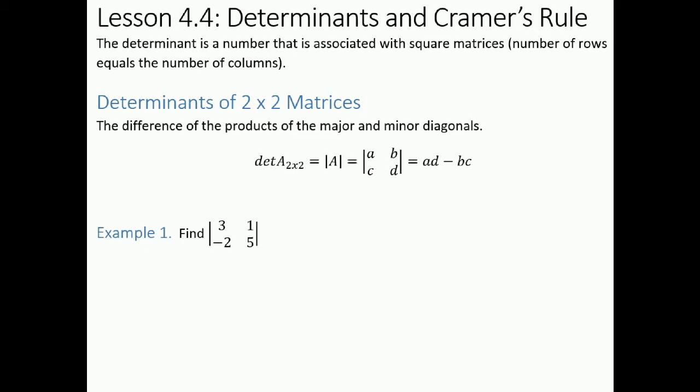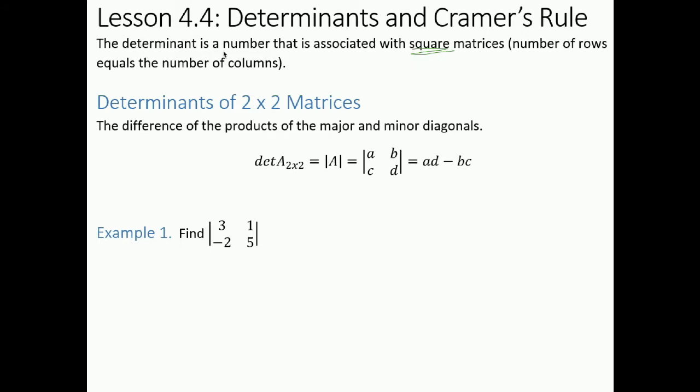In lesson 4.4, we're going to be talking and learning about this idea of determinants, and then we will use determinants to use Cramer's rule, which helps us solve systems of equations. So here it says the determinant is a number that is associated with a square matrix. So only square matrices have determinants.